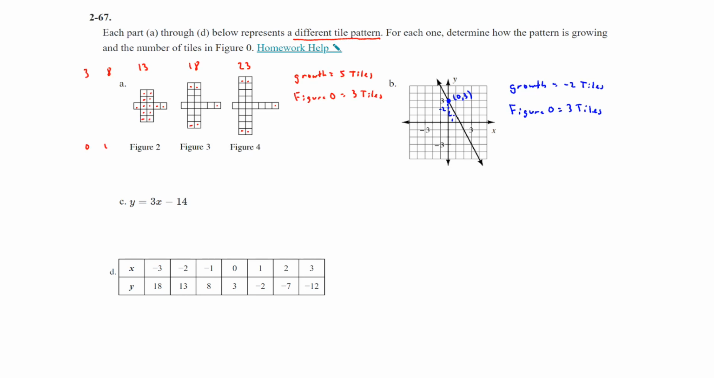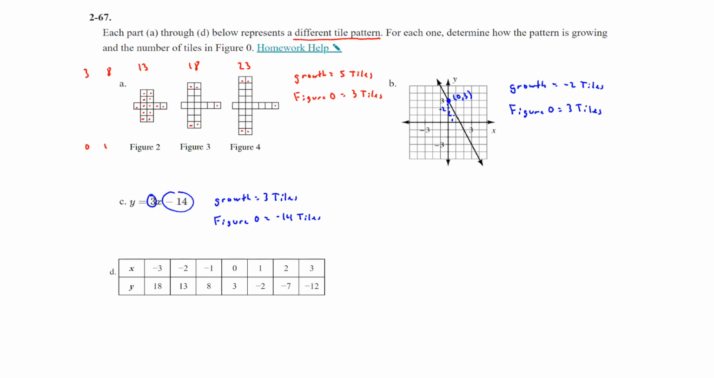Okay, on to C. C is an equation. So what represents the growth? The coefficient of x represents the growth. So we know that on this one, we're growing 3 tiles per figure. Alright, and then where does it start? How many tiles does figure 0 have? Right here, which represents negative 14. Now, negative 14 tiles doesn't really make sense as part of this, but that happens sometimes with tile patterns if you go backwards, that you might not actually have any tiles, and that's okay. But just from the equation alone, it appears that for a tile pattern there would be negative 14 tiles.